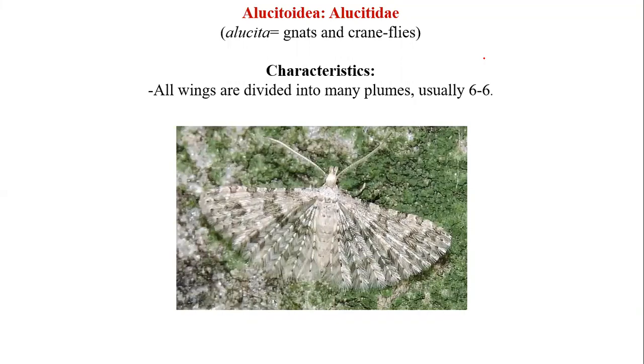But in case of Alucitidae, they have so many plumes on their wings. You are seeing here that their forewings and hindwings consist of plumes. The number is more than 3 and 2, and they usually have 6 plumes on their forewings and 6 plumes on their hindwings, though this number can be higher. So anything looking like these moths, I mean having many plumes on their wings, belongs to family Alucitidae.